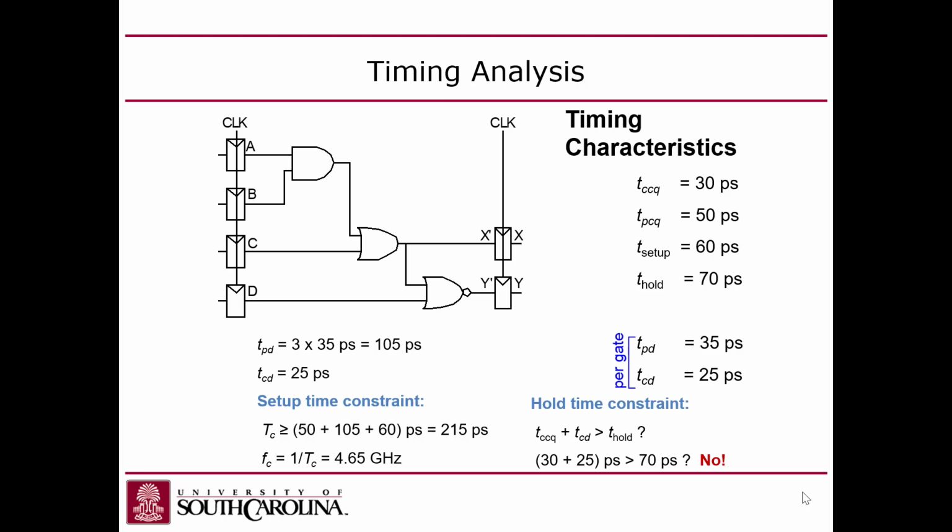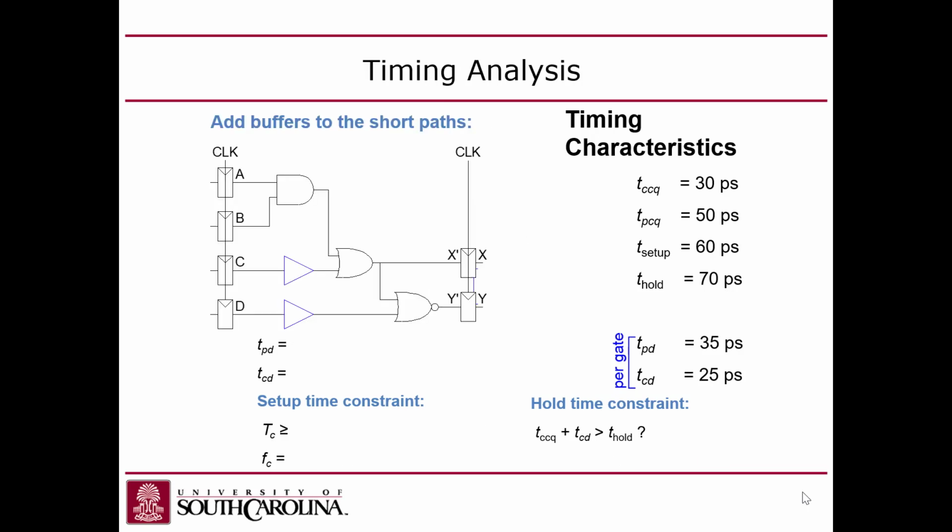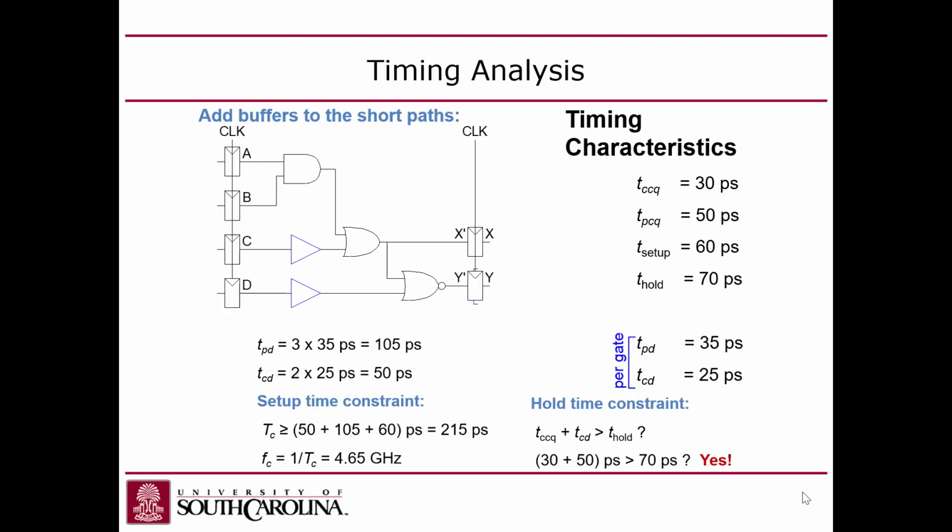All right. So we added the two gates. They rechecked that, and it works out, because it changes the logic contamination delay to 50, right? So 30 plus 50 is greater than 70. Yep.